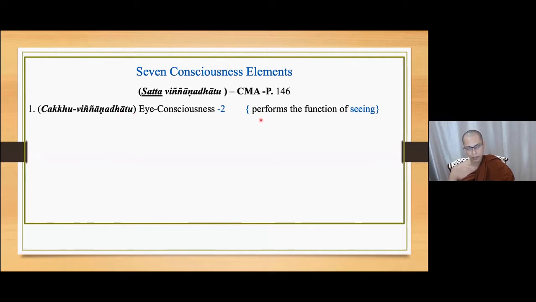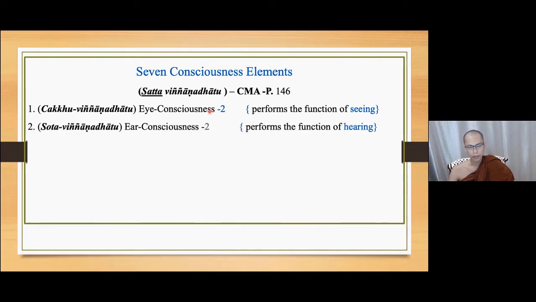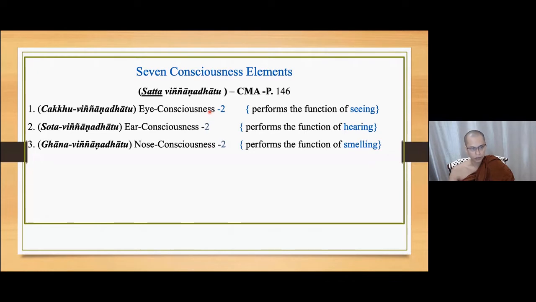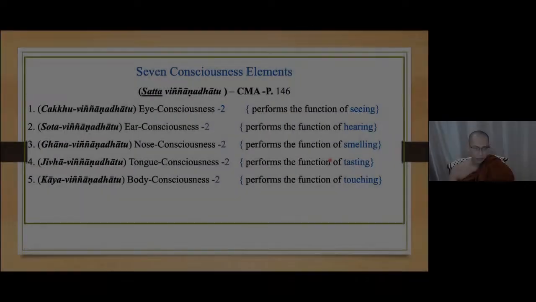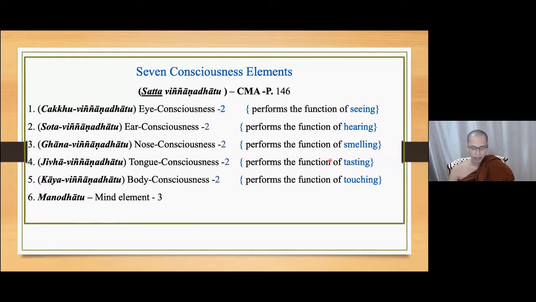So as performing the function of seeing, the eye consciousness arises, that is called chakkhu viññāna dhatu. In this way, 7 elements are classified: sota viññāna, ghana viññāna, jivha viññāna, kaya viññāna, performing different functions. Then the last 2, mano dhatu and mano viññāna dhatu.